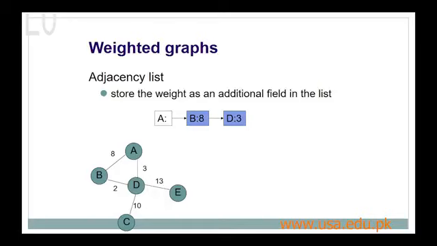So we have an example of a weighted graph where all the nodes are communicating with each other, and all these nodes have edges, and on each edge we have mentioned a cost. As you can see, we have a cost of 8 between A and B. If I want to send data from A to B, we have a cost of 8, and if I want to send data from A to D, we have a cost of 3.